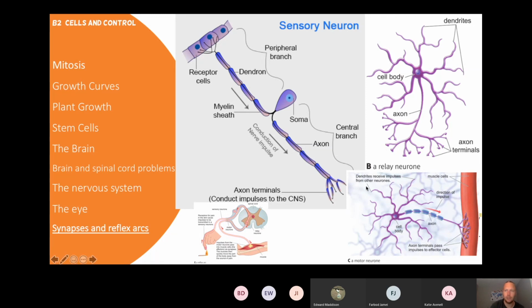So the 3 different types of neurons, fairly complicated. They've got kind of different shapes. You might be asked which one's which. Generally, if it's fairly round looking, it's going to be a relay neuron. If it's connected to a muscle, it's going to be a motor neuron. If it's connected to the retina, it's going to be a sensory neuron.